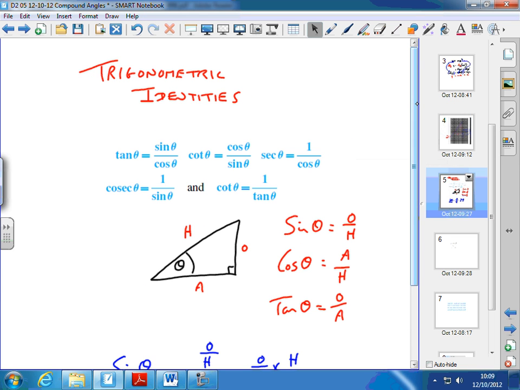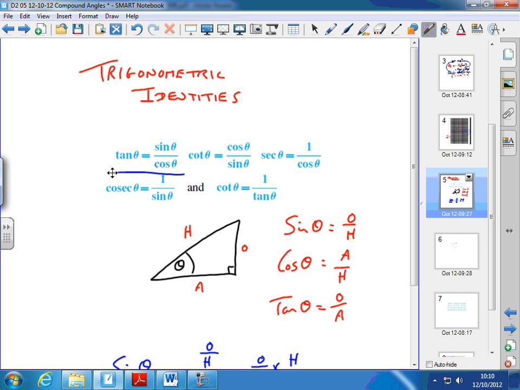So this section is about these trigonometric identities, Ben. So let's have a look at them. Here we are. What I want to do is show how this first one's arrived at. So I just want to focus on these identities, and here's one: tan theta is sine over cos theta.